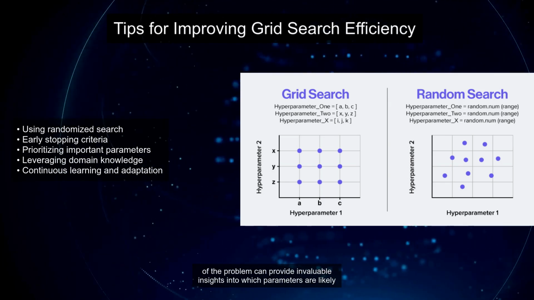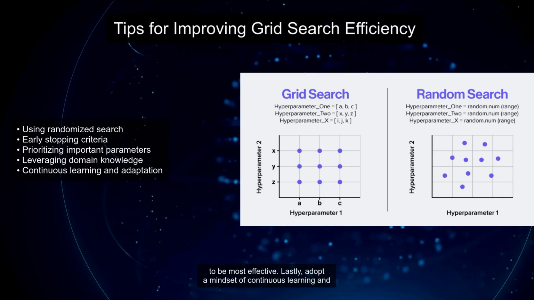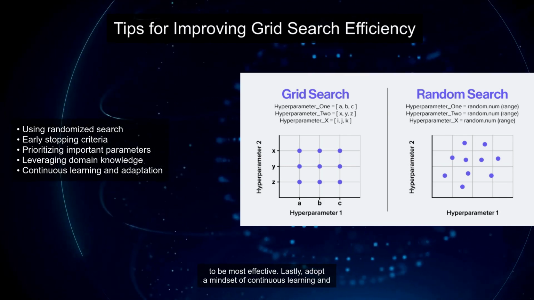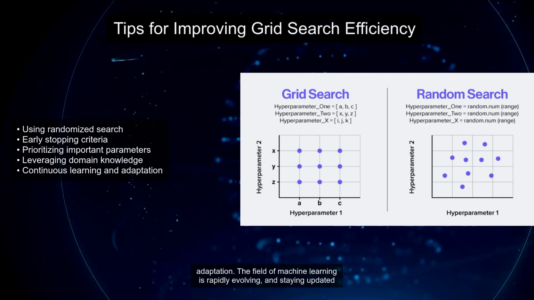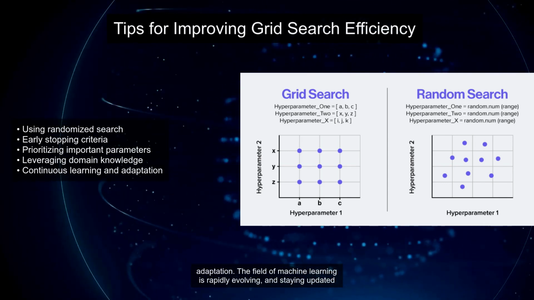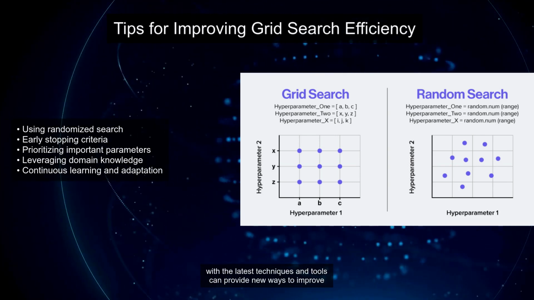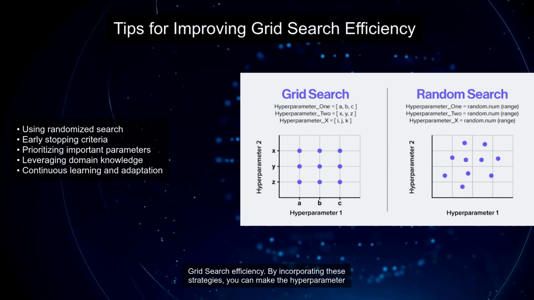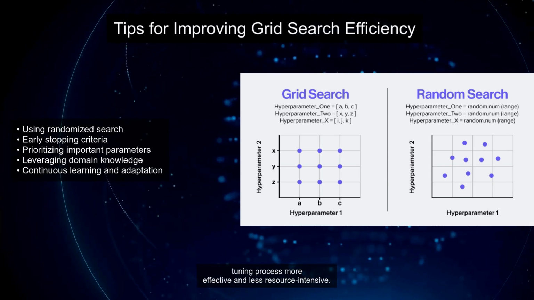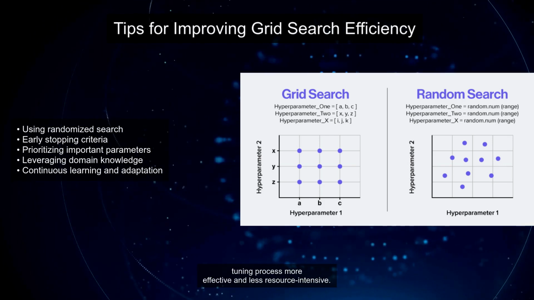Understanding the data and the context of the problem can provide invaluable insights into which parameters are likely to be most effective. Lastly, adopt a mindset of continuous learning and adaptation. The field of machine learning is rapidly evolving, and staying updated with the latest techniques and tools can provide new ways to improve grid search efficiency. By incorporating these strategies, you can make the hyperparameter tuning process more effective and less resource intensive.